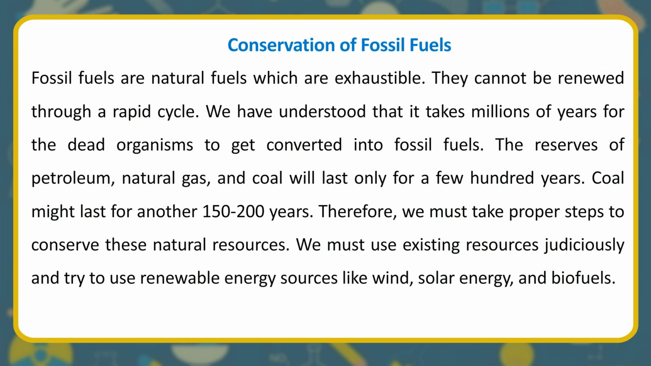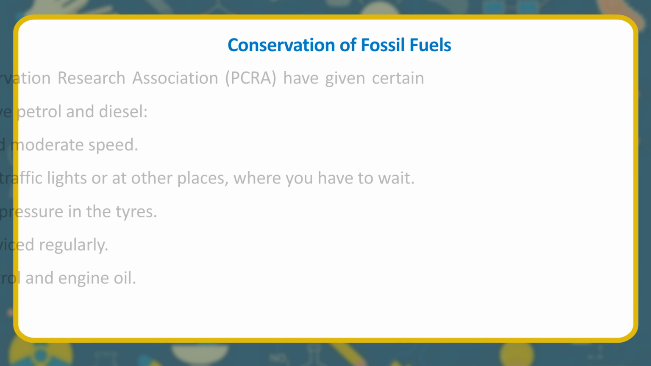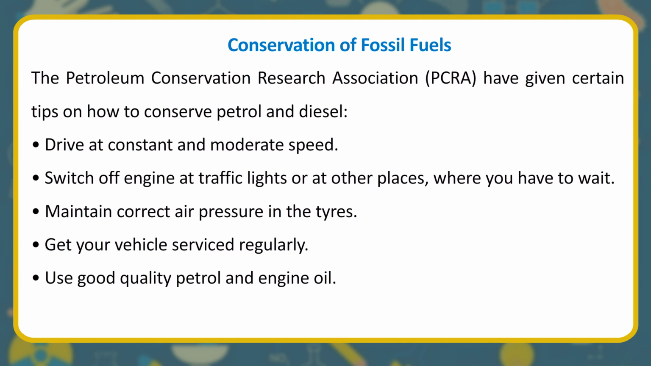We must use existing resources judiciously and try to use renewable energy sources like wind, solar energy, and biofuels. The Petroleum Conservation Research Association, PCRA, have given certain tips on how to conserve petrol and diesel. Drive at constant and moderate speed. Switch off engine at traffic lights or at other places where you have to wait. Maintain correct air pressure in the tires. Get your vehicle serviced regularly. Use good quality petrol and engine oil.